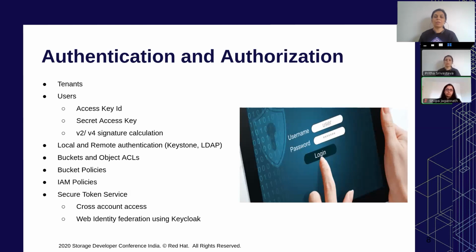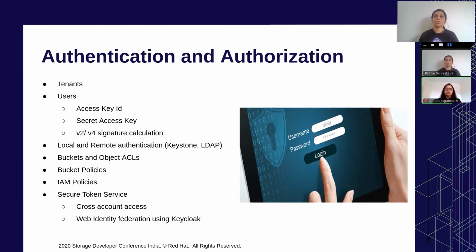Before acting upon any of the incoming user requests, we first need to authenticate and authorize that request. So in RGW, we have something known as users, which own buckets. And then there are tenants, which are namespaces under which users and buckets are created. So a user is associated with an access key ID and a secret access key. Hence, for any incoming request, a V2 or a V4 signature is calculated, and the request is authenticated.